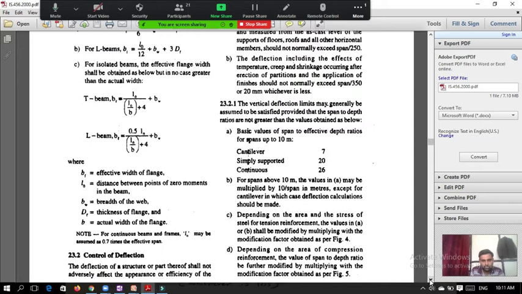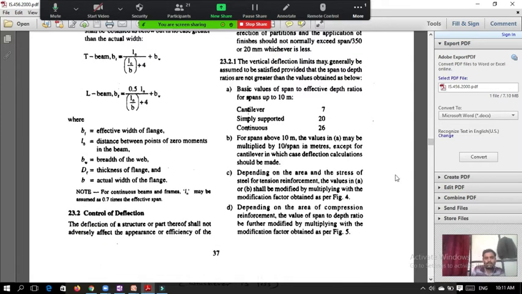Again, it is given on page number 37. Okay. So here the vertical deflection limits may be generally assumed to be satisfied provided that the span to depth ratios are not greater than the values obtained as below. The basic values of span to effective depth ratio for spans up to 10 meter are: cantilever 7, simply supported 20, and continuous 26.